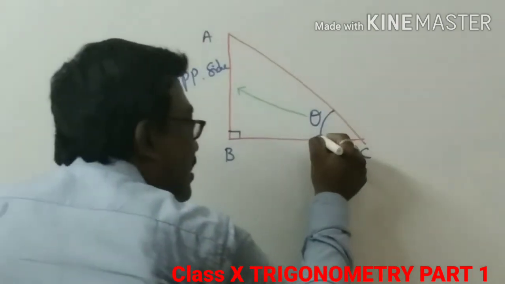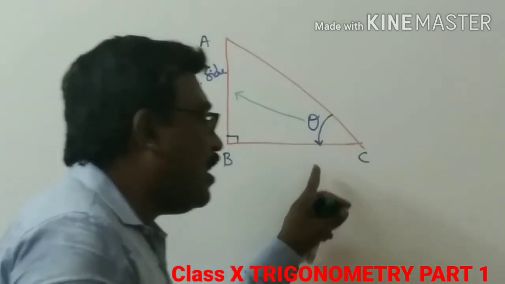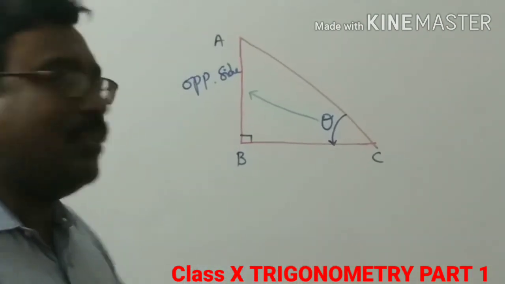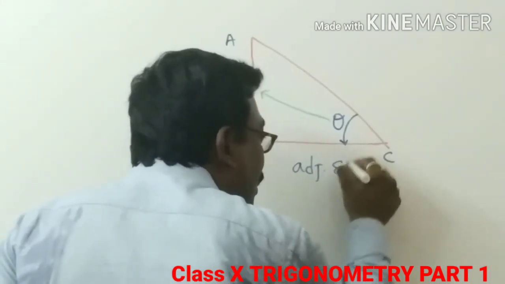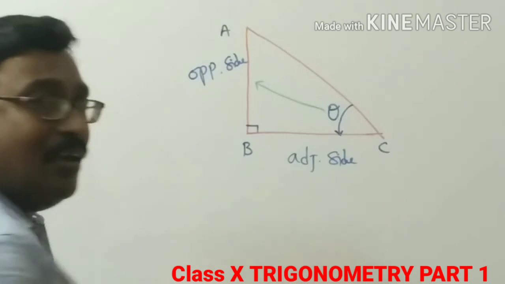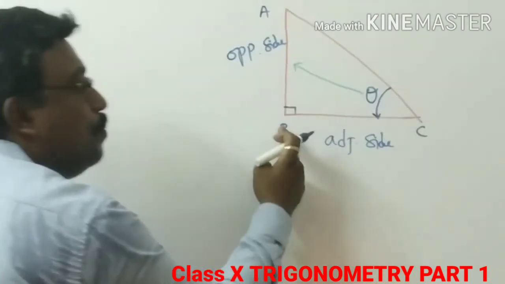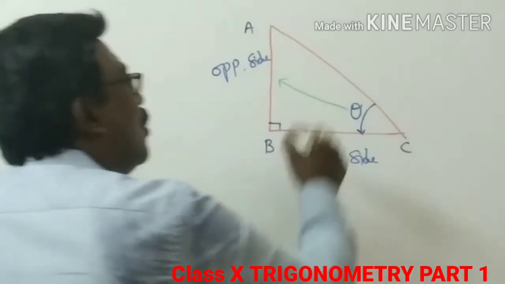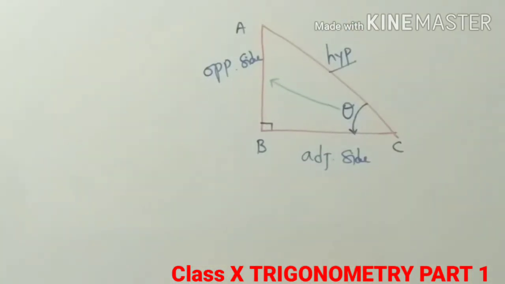And BC, with respect to the theta, is very close to theta, just beside, otherwise called adjacent. Okay, AB is just opposite to the theta, BC is just adjacent to the theta. Of course, AC, everybody knows it is the hypotenuse.